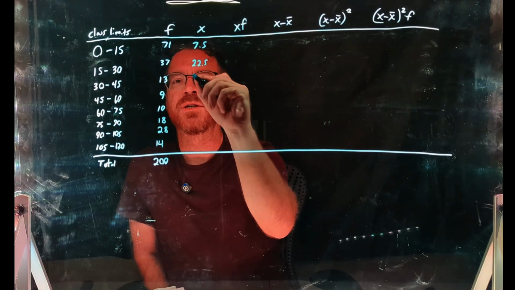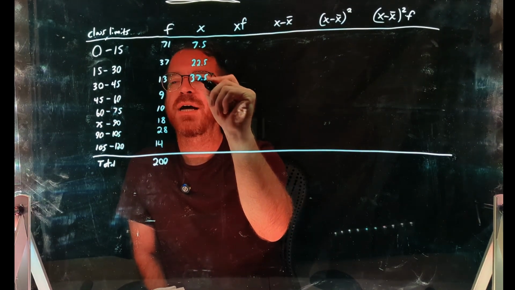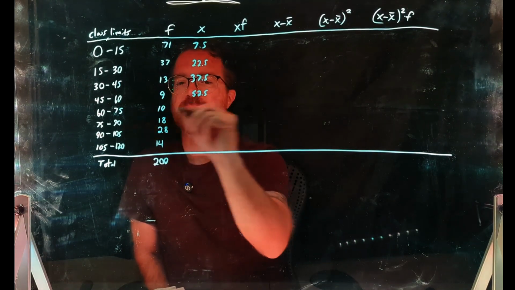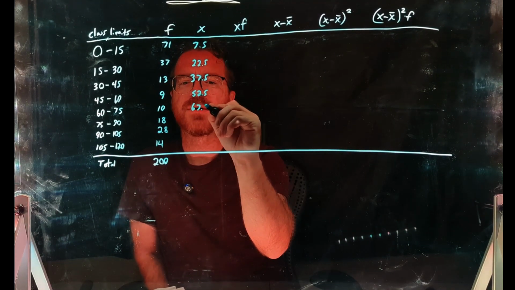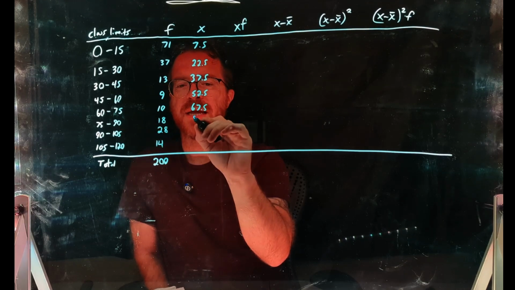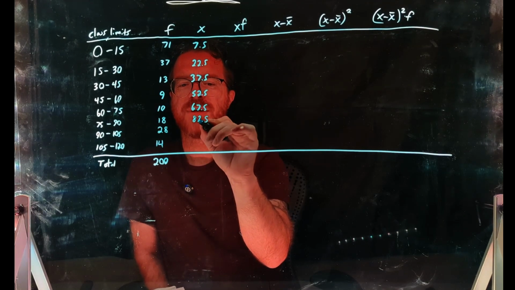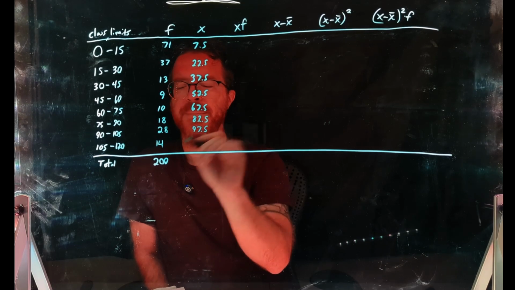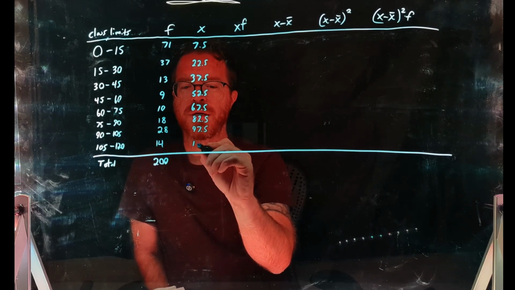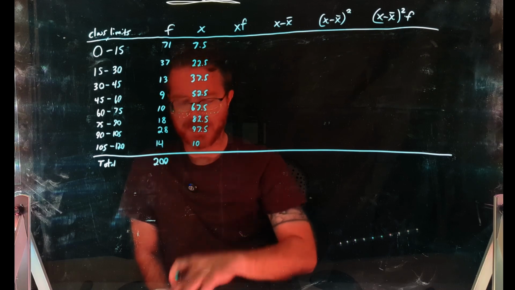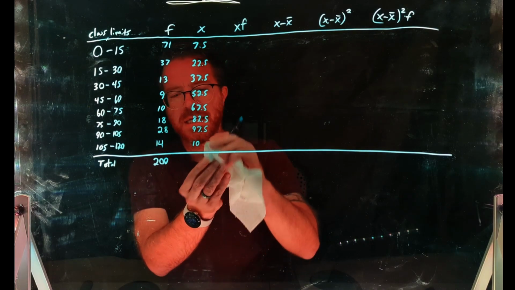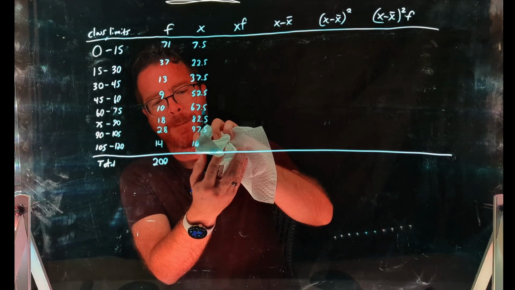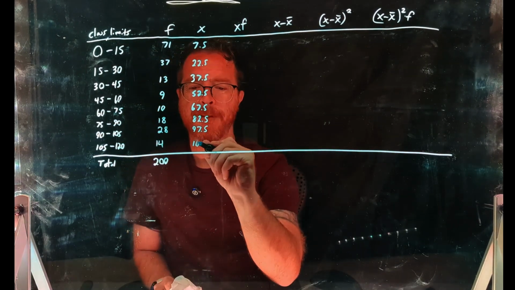22.5. This one is going to be 37.5. This one is going to be 52.5. This one is going to be 67.5. This one is going to be 82.5. This one is going to be 97.5. And this one is going to be 100 and, oh, I messed up. 112.5.